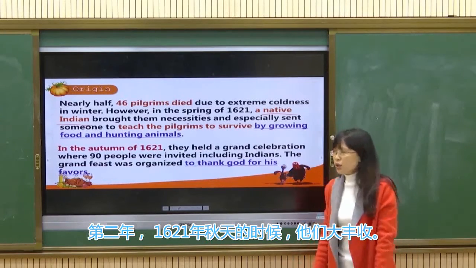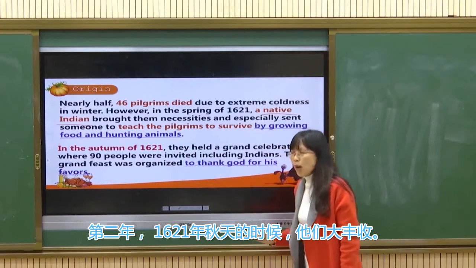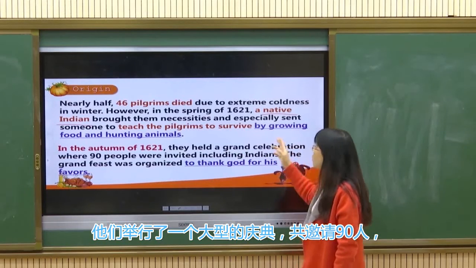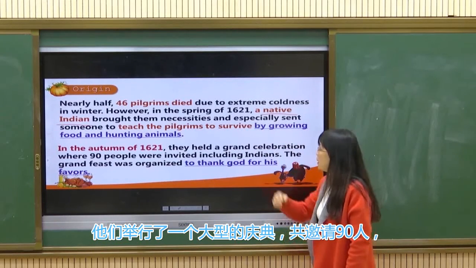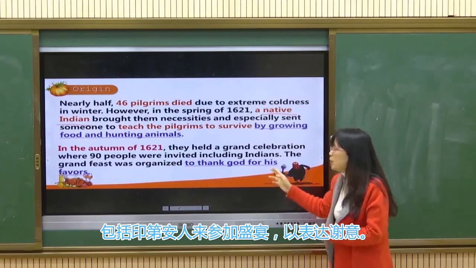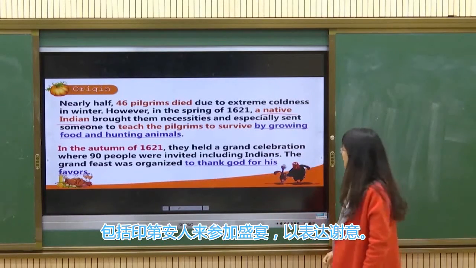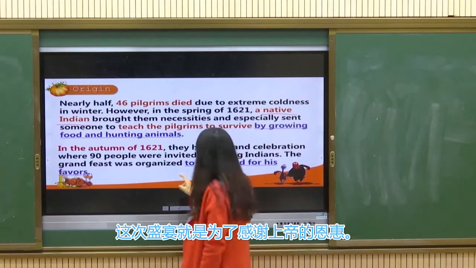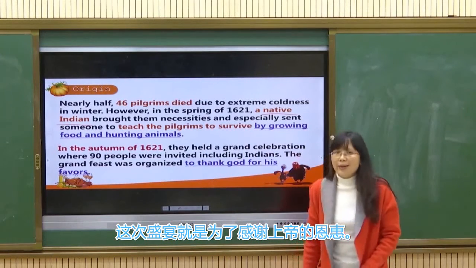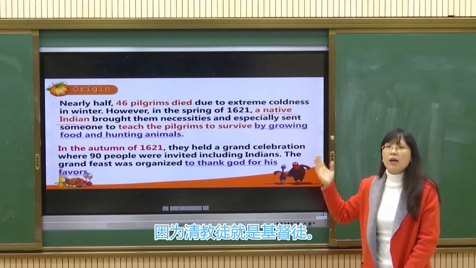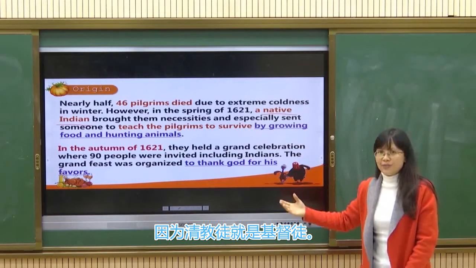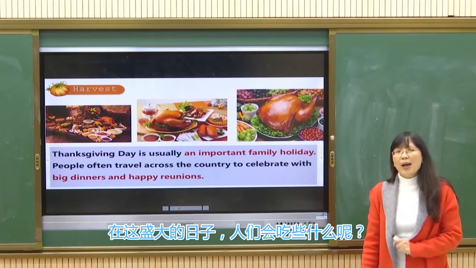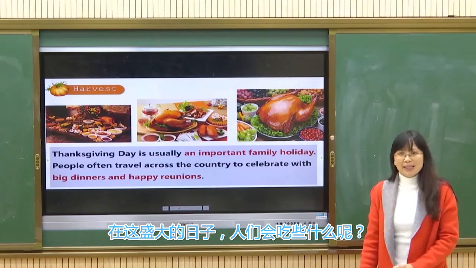And then in the next year, in the autumn of 1621, they had a great harvest, okay, and they held a grand celebration and invited 90 people, including Indians, to have the great feast. To do what? To express their gratitude. And the grand feast was organized to thank God for his favors, because the pilgrims were Christians. Okay. And then let's look, how do people eat on this big day?